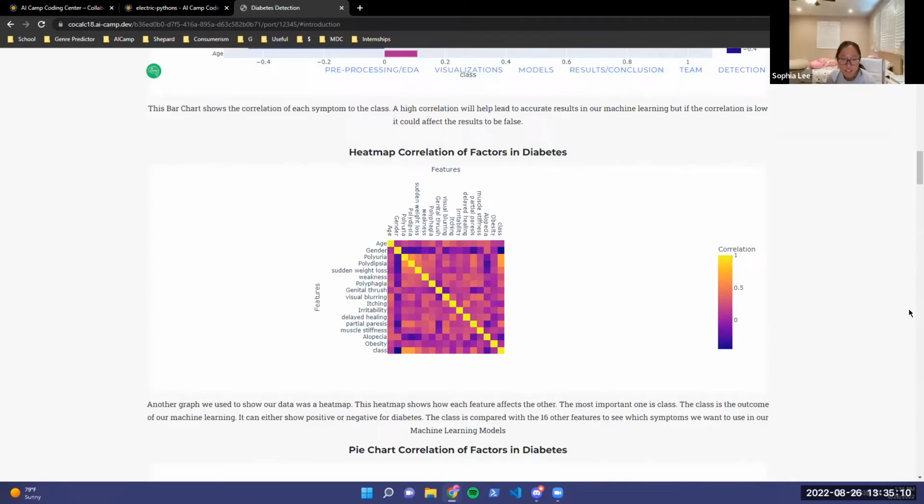Another graph we used to show our data was a heat map. This heat map shows how each feature affects the other. The most important one is class. The class is the outcome of our machine learning and can show positive or negative results for diabetes. The class is compared with 16 other features to see which symptoms we want to use in our machine learning model.